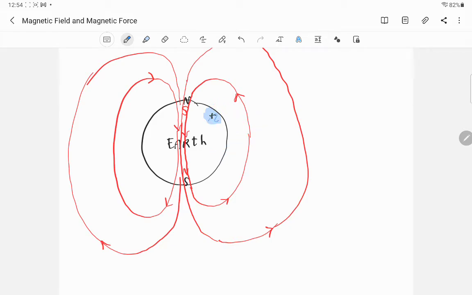And for some reason the Earth is very positively charged over here, so it's got field lines, right, that come out like this. And this is electric field lines, right? And remember, field lines go away from positive charge. And I've got these red field lines. The red field lines are because of magnetism.